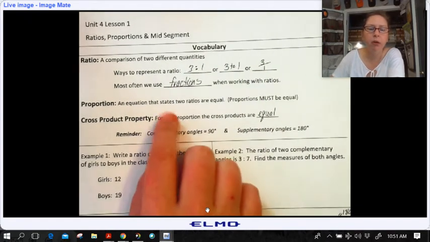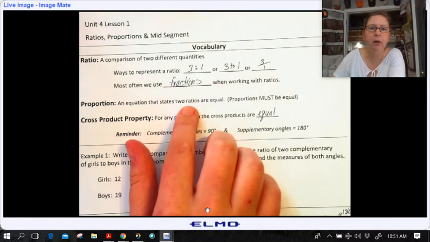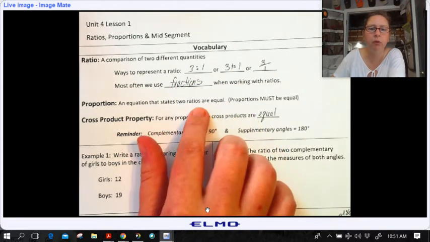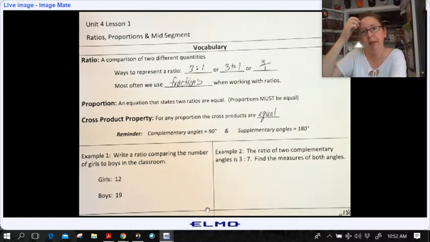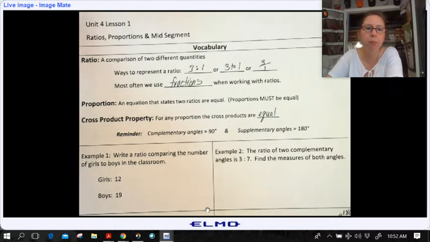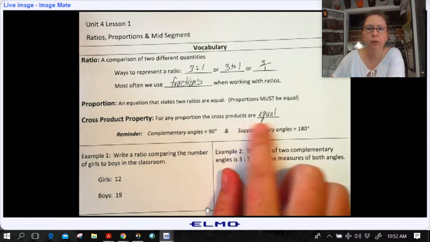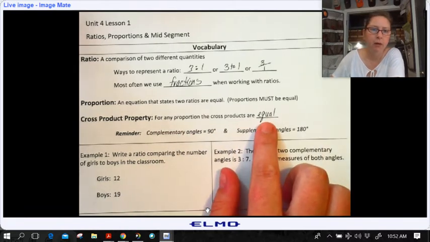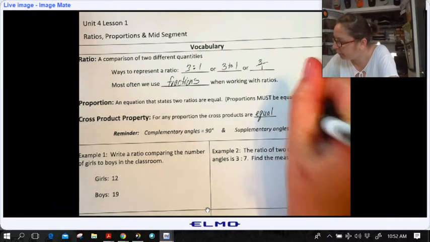A proportion is when you take two ratios and they are equal to one another. So two ratios that are equal to one another is going to be a proportion. To solve proportions, we're going to be using the cross product property. So the cross products are going to be equal. Okay, so let's talk about real quick the cross product property.